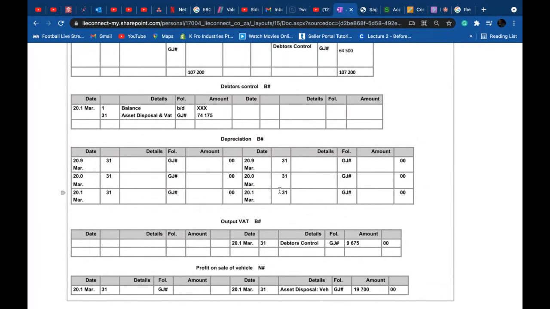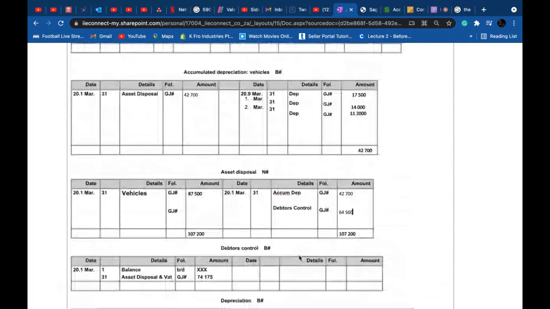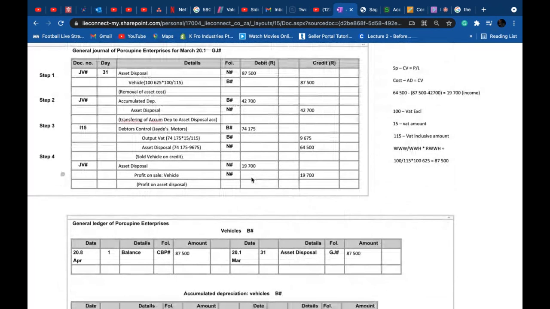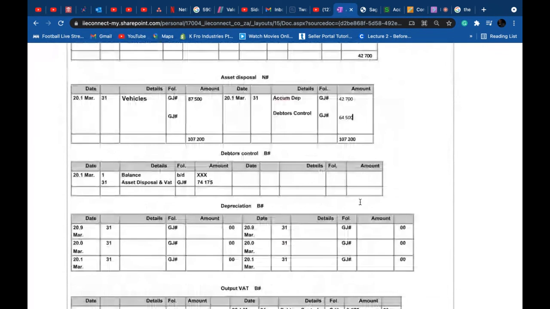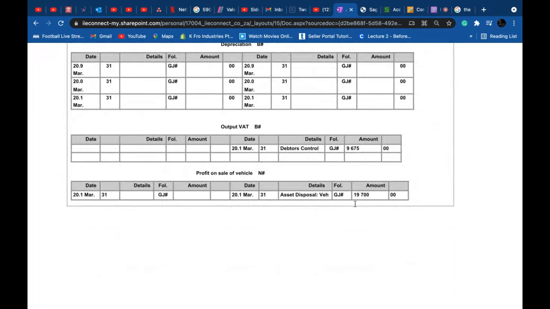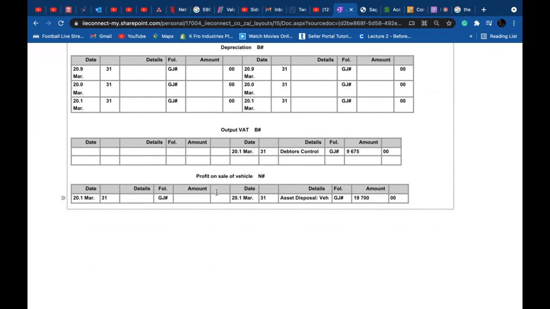To record whether we made a profit or a loss. And we had calculated that we made a profit. Can you see that? 19,700. Profit on sale was credited. Can you see here? We've credited it. So again, we need to credit here, and we just say vehicle, asset disposal, and then we put vehicle there.